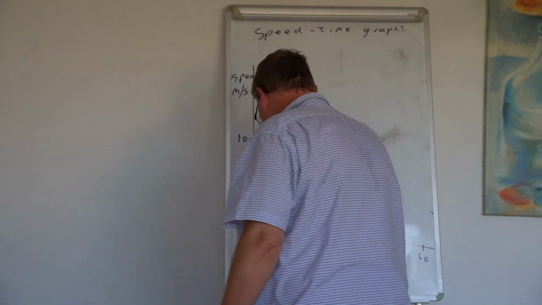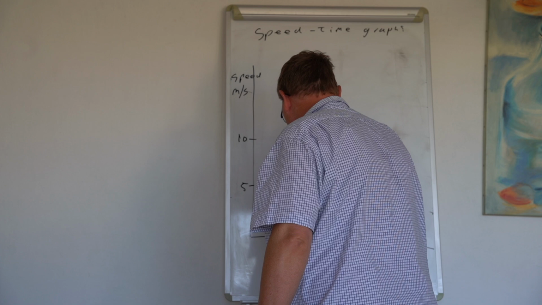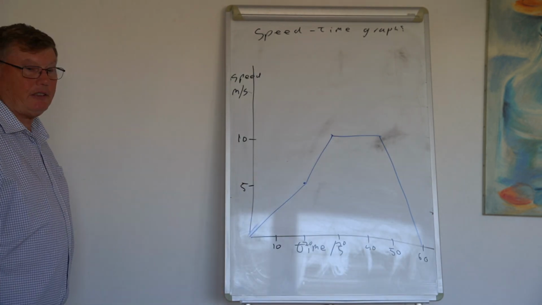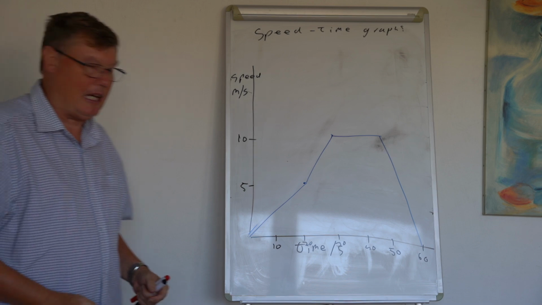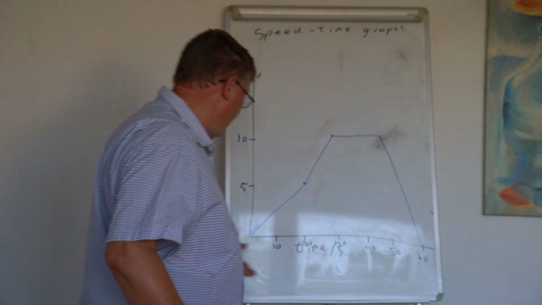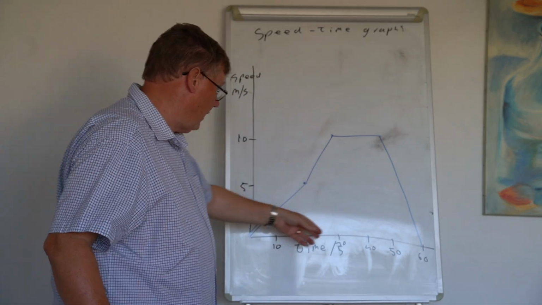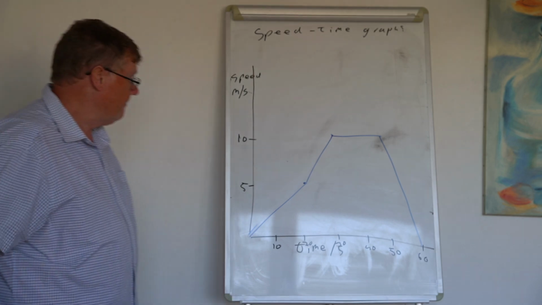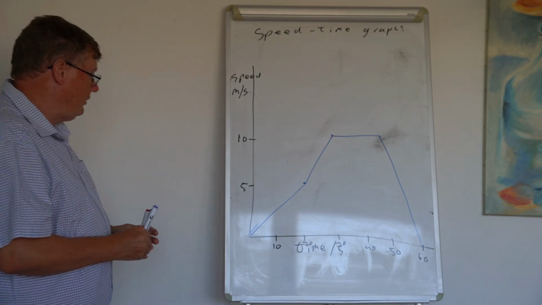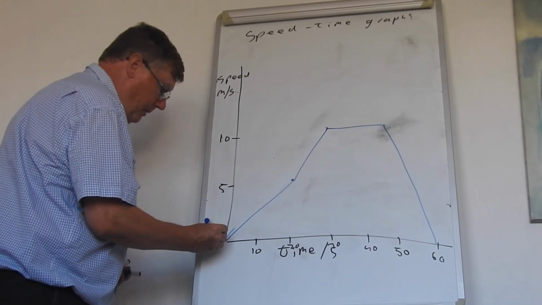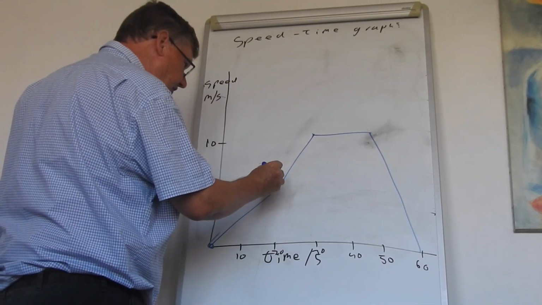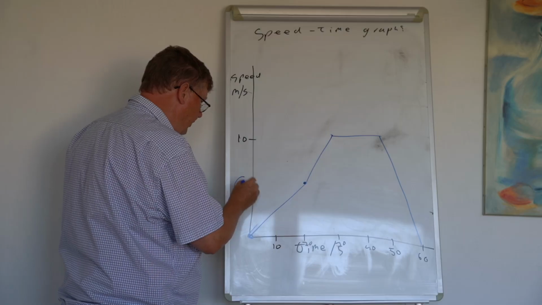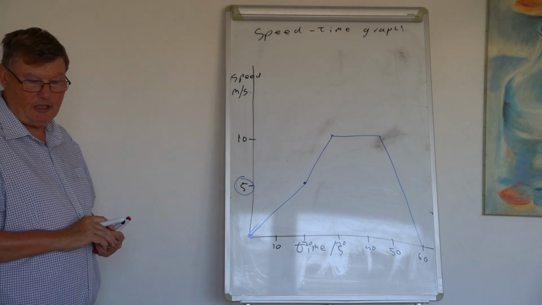So let's do one here. Okay, so here we have a speed time graph. This is somebody on a motorbike, perhaps. Along the bottom, we have time in seconds, 10, 20, 30, 40, 50, 60. Up the side, we have his speed. He starts off doing no speed, 0. He sets off, and after 20 seconds, he is doing 5 meters per second.